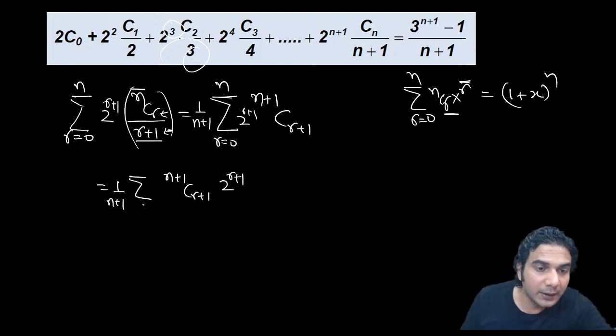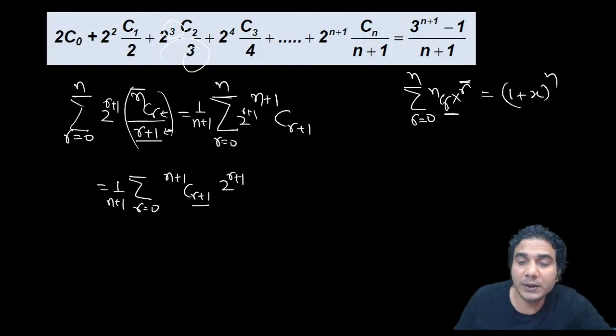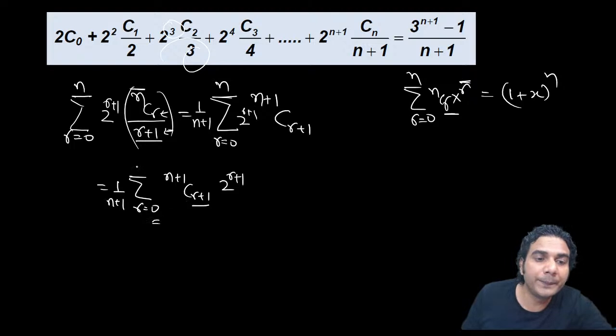That is perfect. But the only problem is that r+1 is not starting from 0, because it should start from nC0 x^0. So (n+1)C0 2^0 is missing. If you put r equal to 0, it is starting from (n+1)C1 2^1. That means the first term is missing. So no problem, we will subtract the first term.